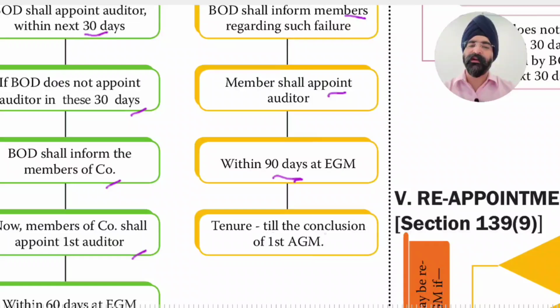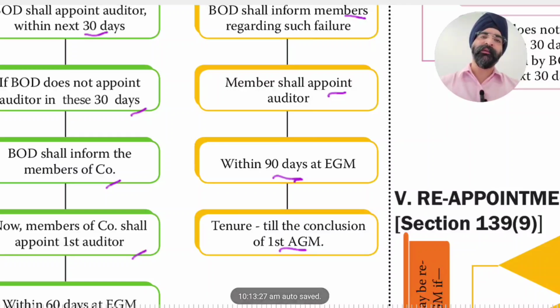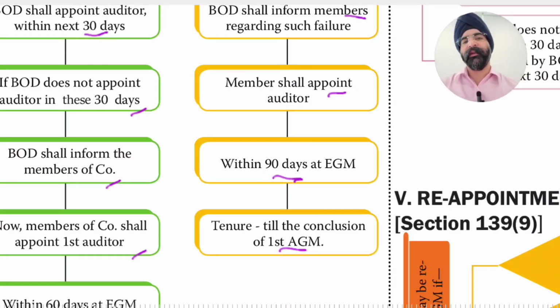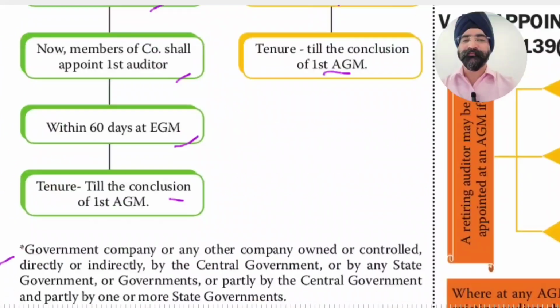Tenure is the same, tenure till the conclusion of the first AGM. So the first auditor shall hold office, both in case of a government company and in case of any other company, till the conclusion of the first annual general meeting.